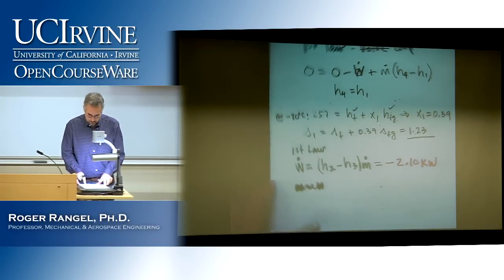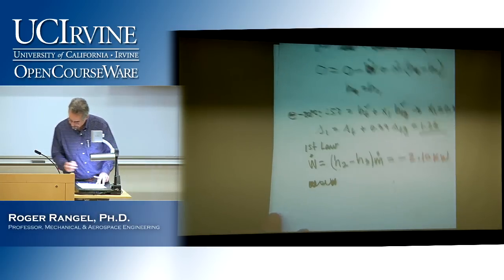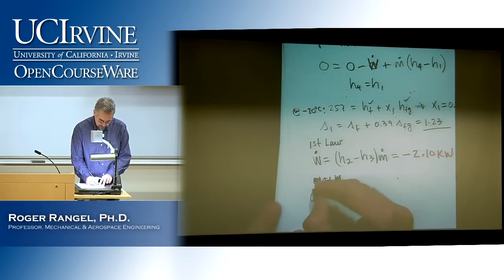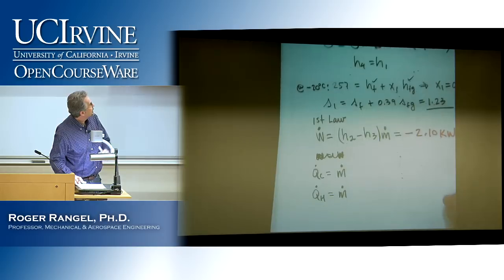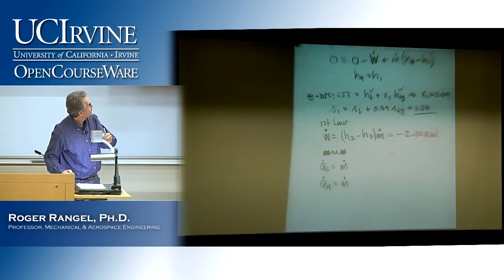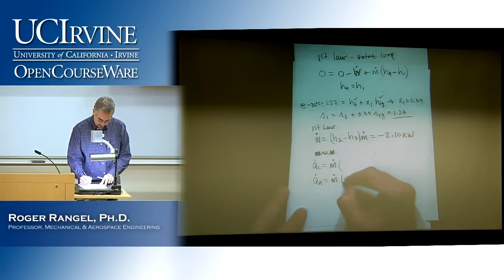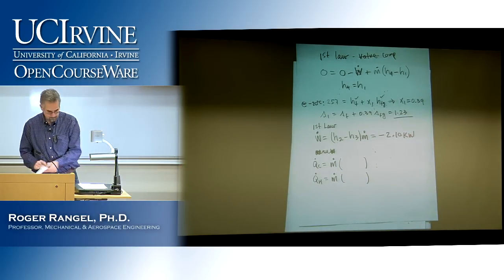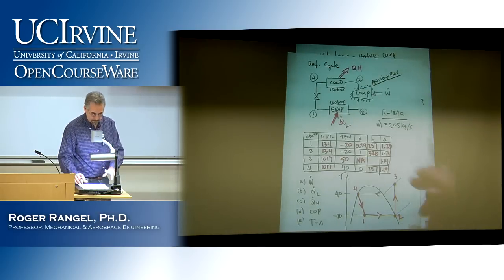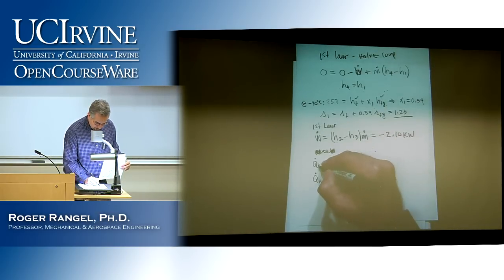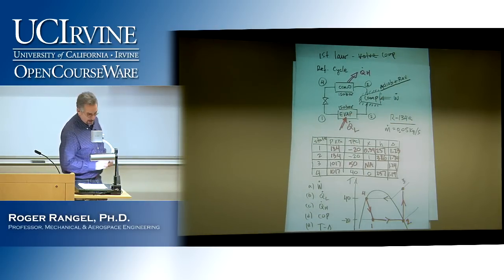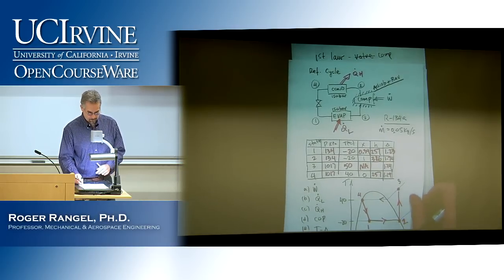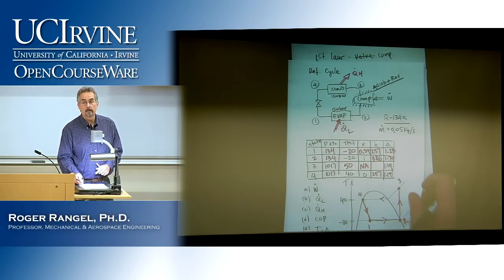Then, of course, we need to do the heat transfers, right? We're asked for the Q sub C and the Q sub H, right? Again, from the first law, what is Q sub C? M dot times what? Here's our... The Q sub, well, not Q sub C, I'm sorry, Q sub L. Q sub L into the evaporator, what is that equal to? M dot times what? From first law.